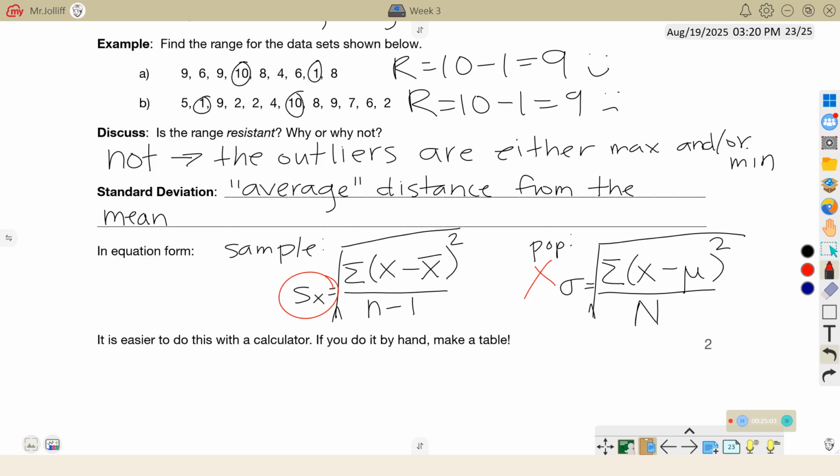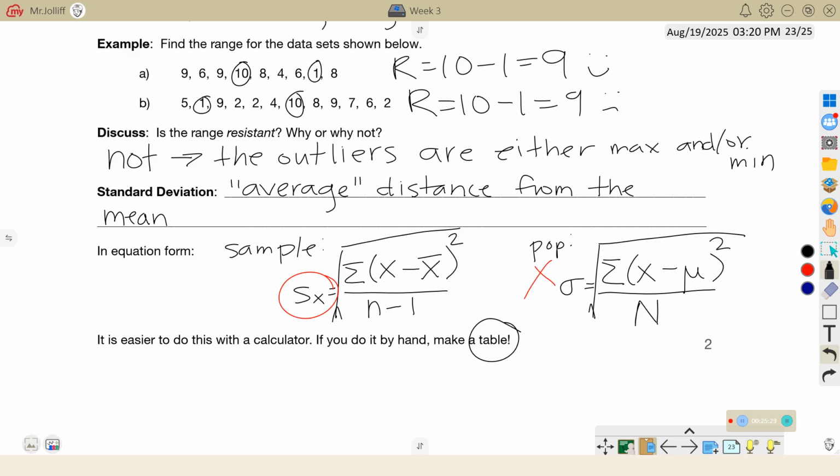Okay, so when you're doing this calculation, you're going to do what we did for the mean and median. Shove the data in a list, run one var stats. We're going to practice. If you are a masochist who likes to do tedious math calculations and you want to do this by hand, make a table. Do not try and do this willy-nilly on a calculator without any structure. It will be a nightmare.